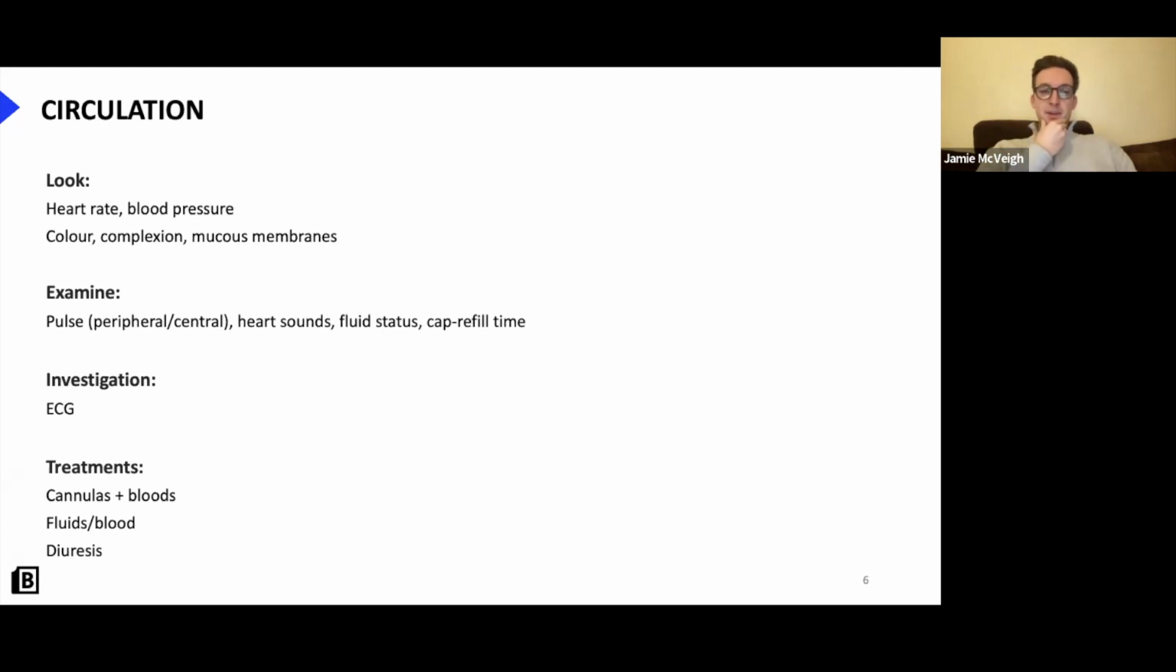And then the examination, have a feel of their pulse, look at their fluid status, their cap refill time, look for their JVP and any fluid on them, and have a good listen to their heart. Try to get an ECG from the nurse, but again, it's not an urgent thing. ECGs do take about 10 minutes to get. So you can ask a nurse to do one while you carry on with your assessment.